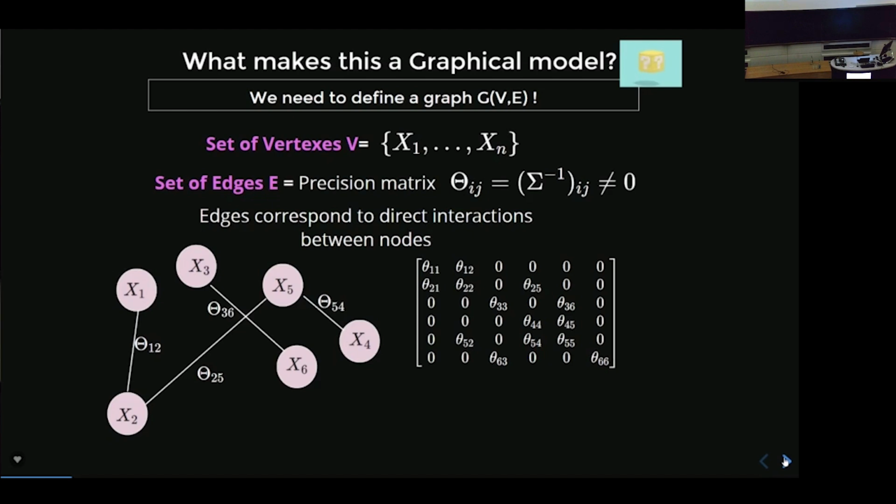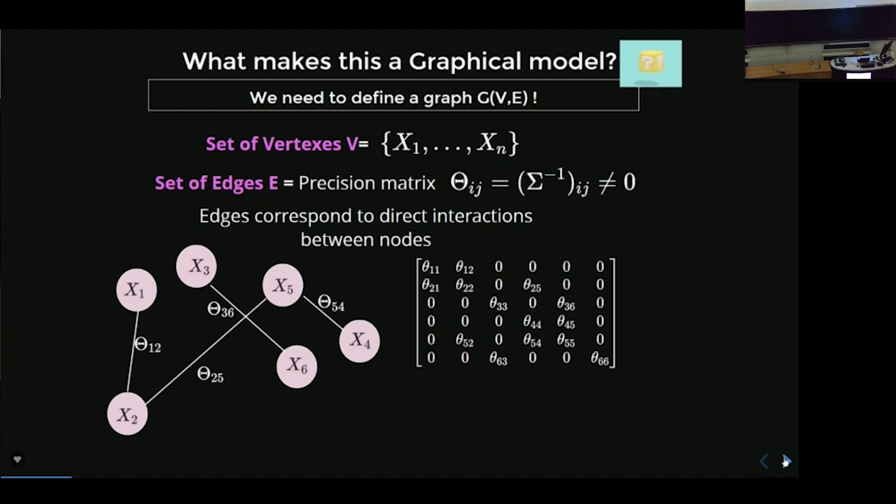Now, what kind of edges are we looking for? We are looking for the edges that we can infer through the precision matrix, that is the inverse of the covariance matrix we were talking about before. This is just an example really. So this is the matrix, I don't know if you can see the pointer. And in this graph, what we have are just the edges that correspond to the direct interactions. So we only see the elements that are non-zeros.